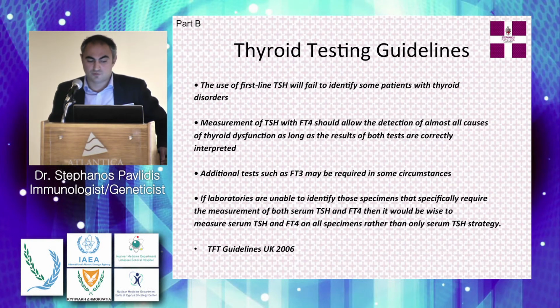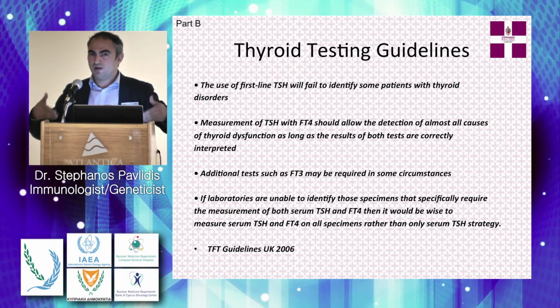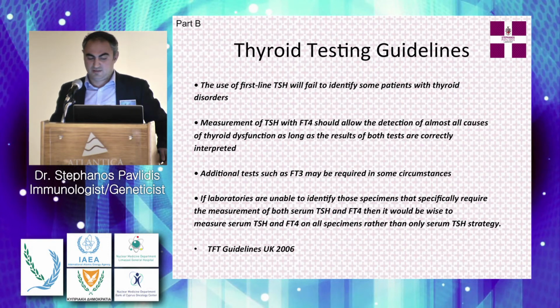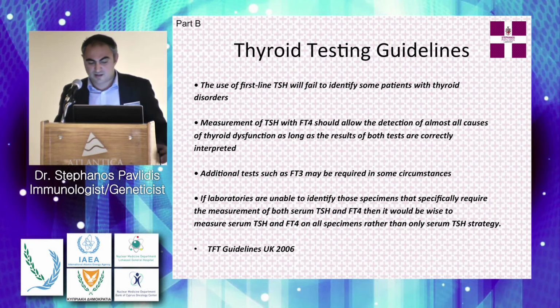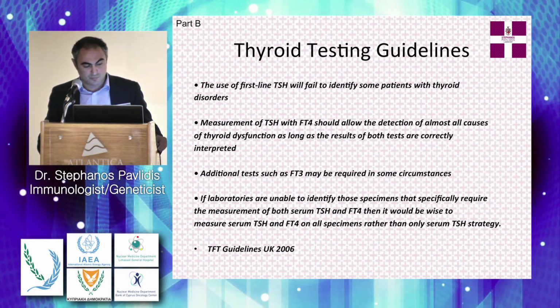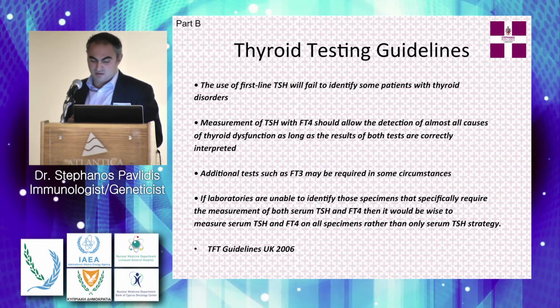In addition, the use of a first-line TSH, such as a TSH-only test, will fail to identify some patients with thyroid disorders. Measurement of TSH together with FT4 should allow the detection of almost all causes of thyroid dysfunction, as long as the results of both tests are correctly interpreted by the medical doctor. Additional tests, such as FT3, may be required in some circumstances. If laboratories are unable to identify specimens that specifically require the measurement of both serum TSH and FT4, then it would be wise to measure serum TSH and FT4 on all specimens rather than a serum TSH-only strategy.